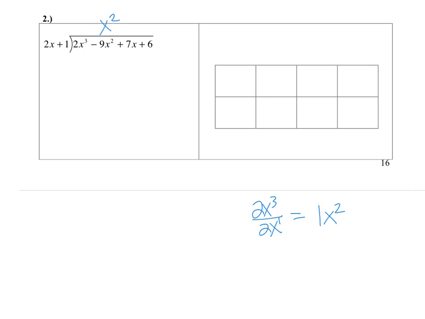And now take x squared times each term of the divisor. So x squared times 2x gives me 2x cubed. X squared times 1, x squared. Now you're going to subtract all of that. So 2x cubed, take away 2x cubed is 0. I've eliminated that first place value column as I wanted to. And now negative 9, take away 1x squared, leaves you with negative 10x squared.